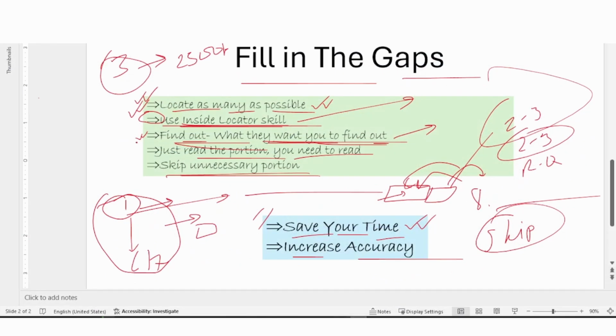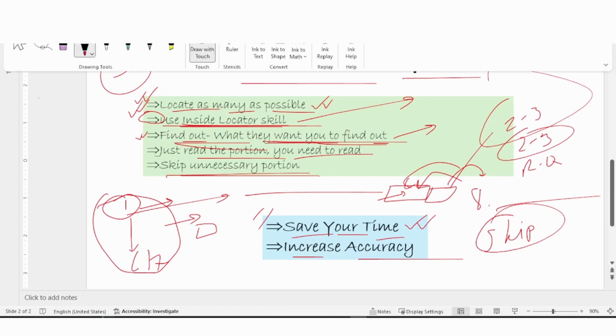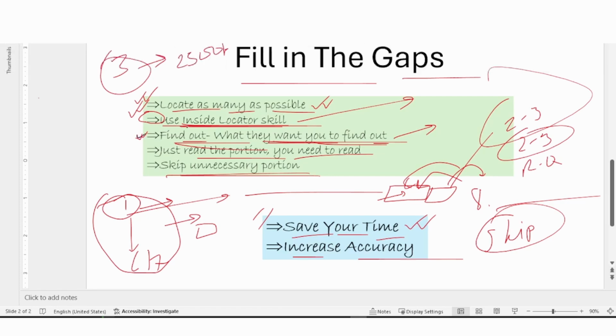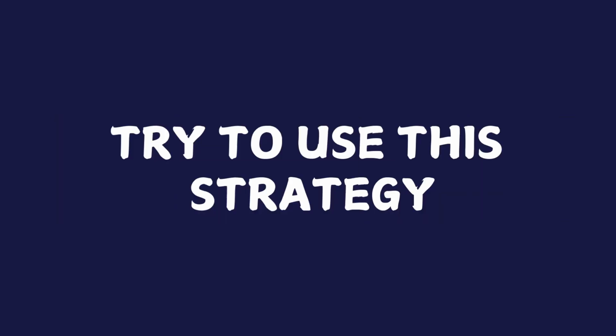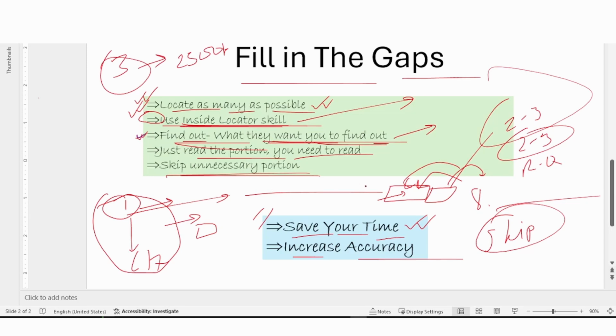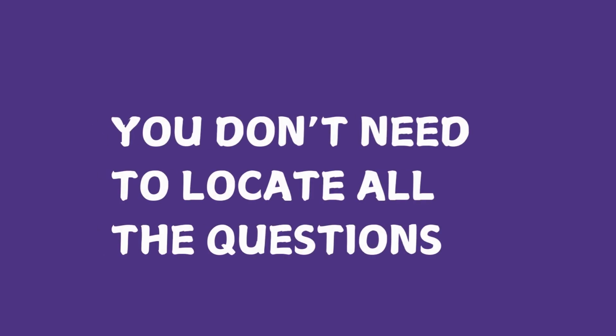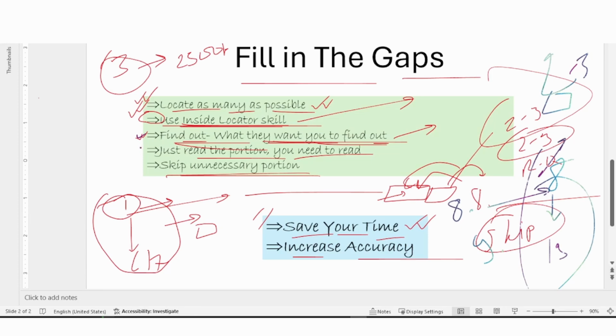So the next time you try to do any kind of fill in the gaps, try to use this strategy. The first thing, don't just read the number 8 question, then the number 9 question. Don't do that. Look at how many questions there are. If it's 8 to maybe 13, just look at all of them and try to find the words that will help you look. You don't need to look at all the questions. Just look at two or three. That will do the work. And then read the questions and try to find out what they want to find out.